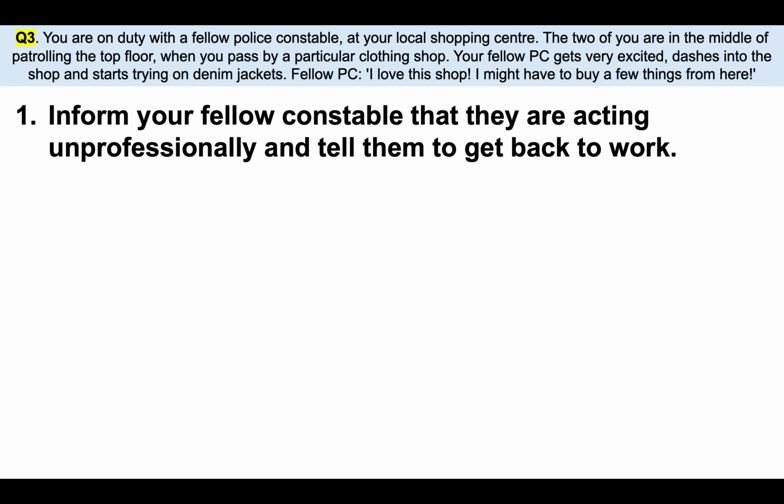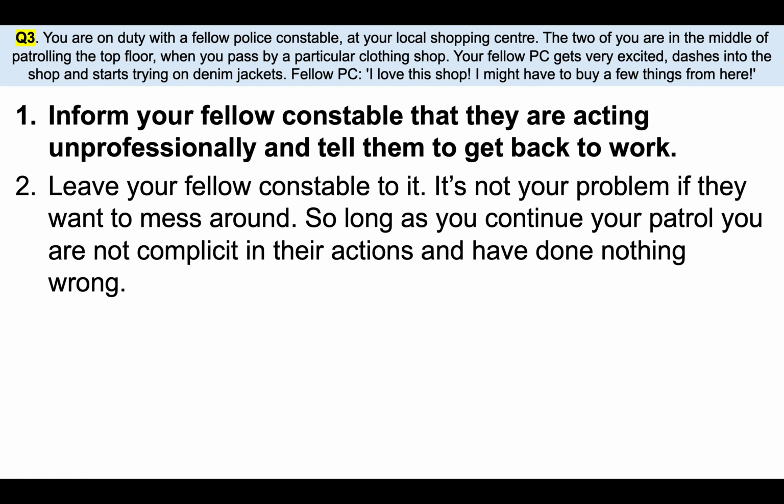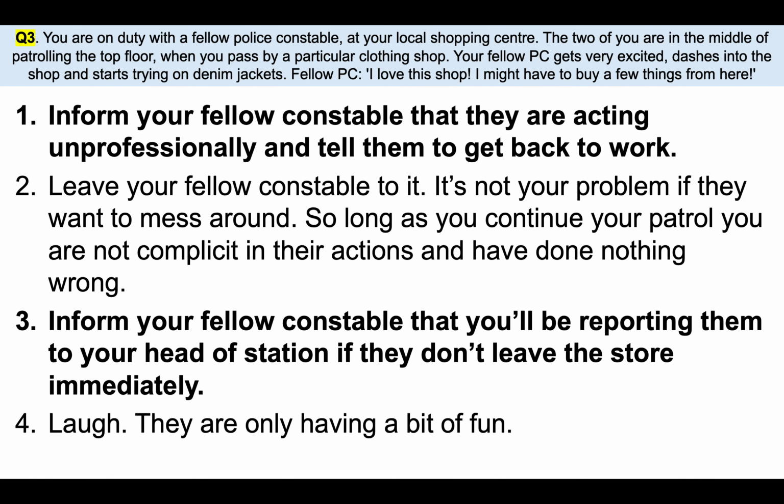What would you do? Number 1, inform your fellow constable that they are acting unprofessionally and tell them to get back to work. Number 2, leave your fellow constable to it. It's not your problem if they want to mess around. So long as you continue your patrol, you are not complicit in their actions and you have done nothing wrong. Number 3, inform your fellow constable that you'll be reporting them to your head of station if they don't leave the store immediately. Number 4, laugh. They're only having a bit of fun.